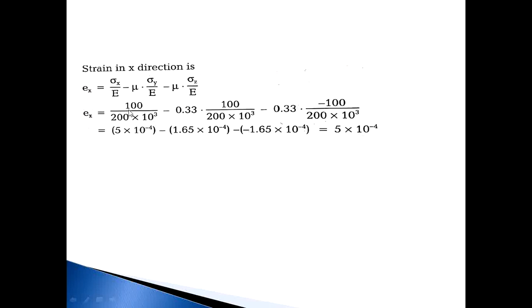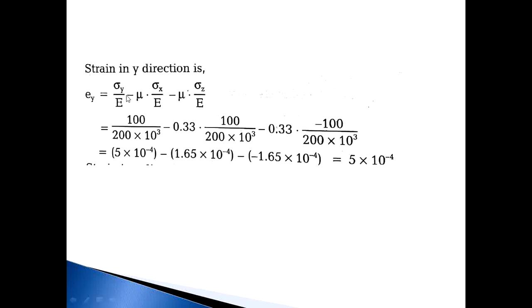Sigma x and sigma y are tensile and sigma z is a compressive stress. So Ex equals plus 100 divided by 200 into 10 raised to 3, minus mu, which is 1 by 3, that is 0.33, into 100 divided by 200 into 10 raised to 3, minus 0.33 into minus 100 divided by 200 into 10 raised to 3. The minus sign is considered because sigma z is a compressive stress. Calculating all the values, Ex will be 5 into 10 raised to minus 4. The positive sign indicates the strain is tensile.